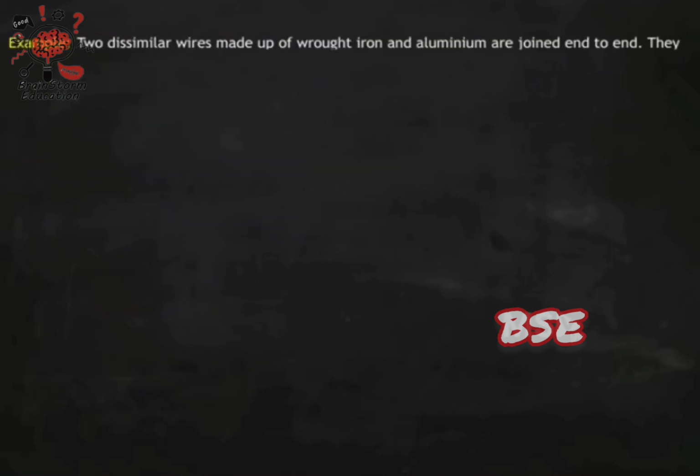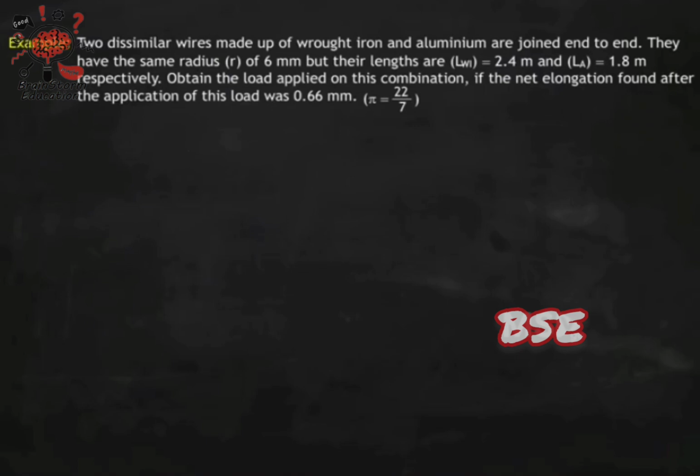Example 9.2. Two dissimilar wires made up of wrought iron and aluminium are joined end to end. They have the same radius R of 6 millimeters, but their lengths are L_WI equals 2.4 meters and L_A equals 1.8 meters respectively. Obtain the load applied on this combination if the net elongation found after the application of this load was 0.66 millimeters.